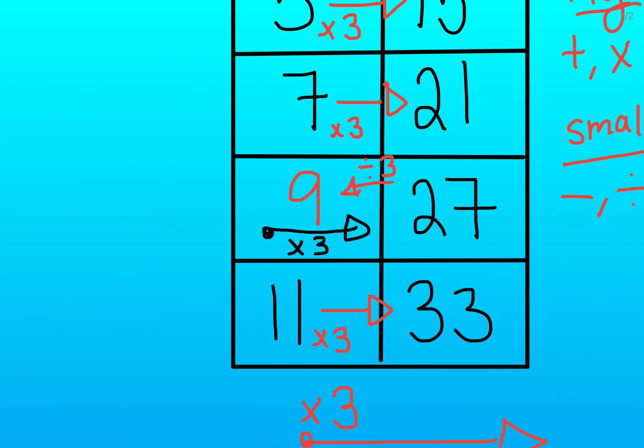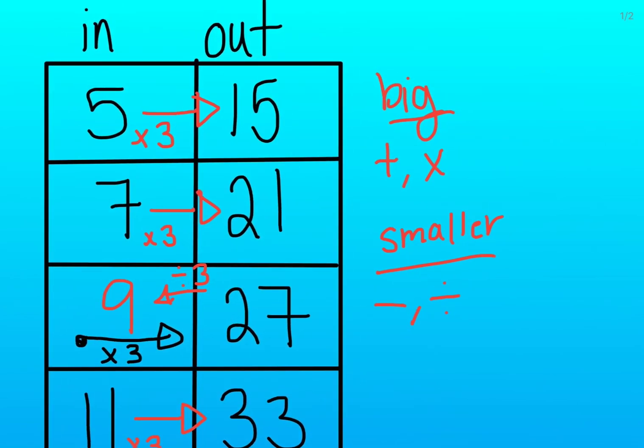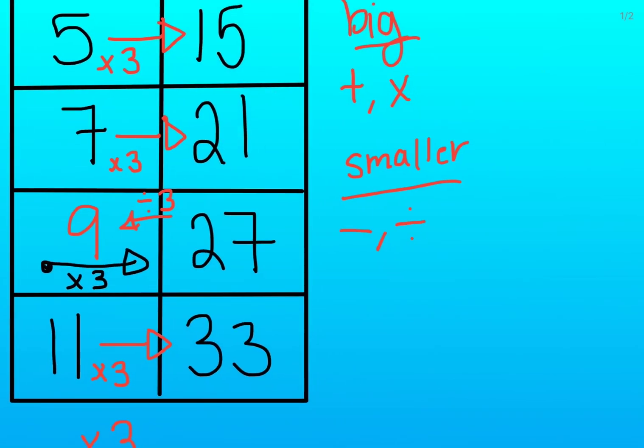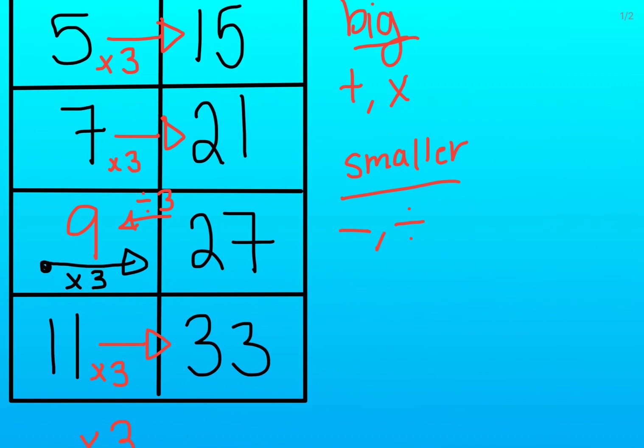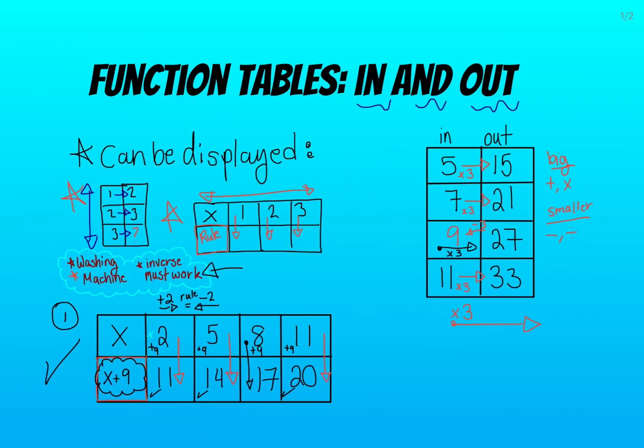So a couple key points: if it's going to a bigger number, try addition or multiplication. If it's going to a smaller number, try subtraction or division. And like I said, think about it as a washing machine. What's it going in as? What's it coming out as? And what was the washing machine set to?